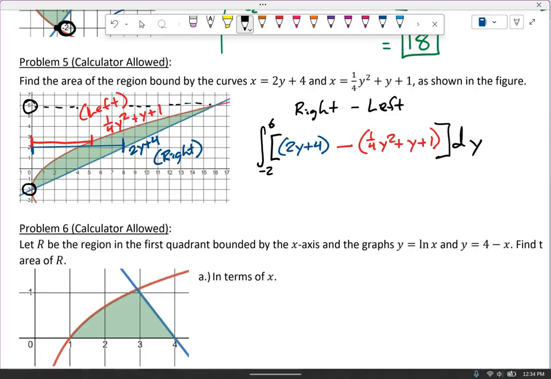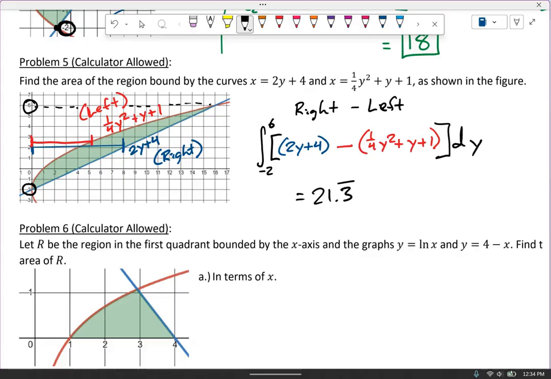So again, the answer for that one is 21.3 repeating. Now, I had a couple people that got a negative, but the numbers were the same. They just got negative 21.3. Your area, when you're doing areas, should always be positive, not negative. When you're doing these calculations anyways, area is going to be positive.